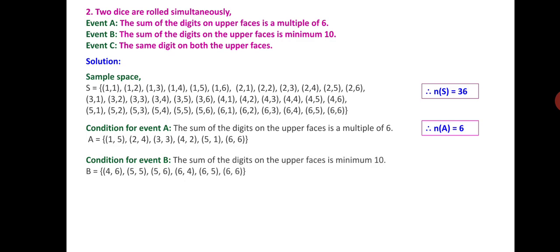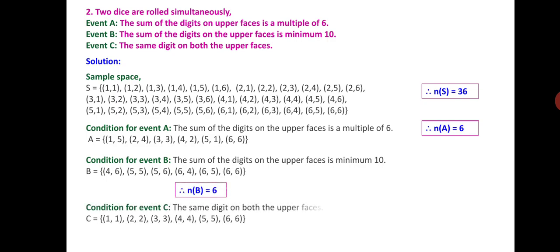Condition for event B is the sum of the digits on the upper face is minimum 10. Sum is minimum 10, means it should be greater than that, and maximum that you are getting is 12. 4 6, that is 10, 5 5 10, 5 6 11, 6 4 10, 6 5 again 11 and 6 6 12. 10, 11, 12. The upper face sum would be like this. Therefore, you are getting n of B is equal to 6.